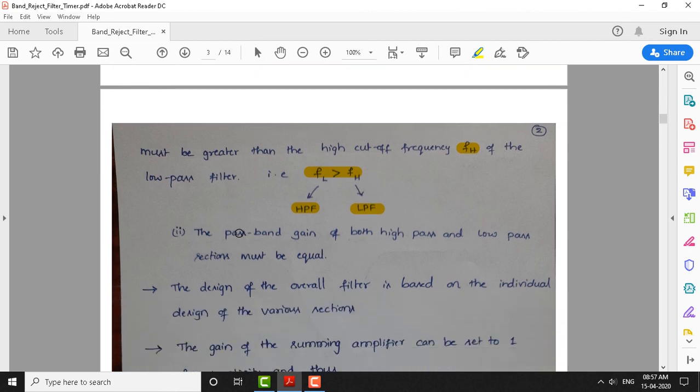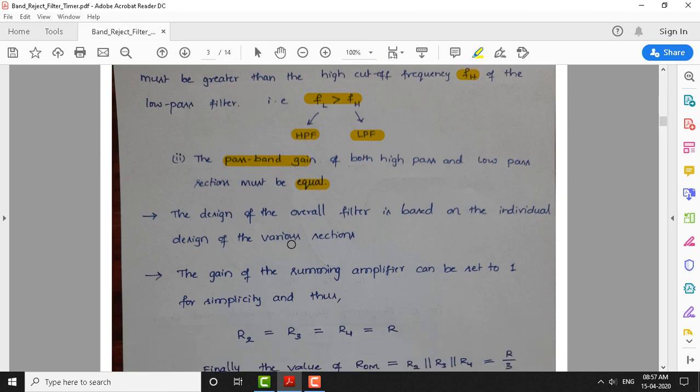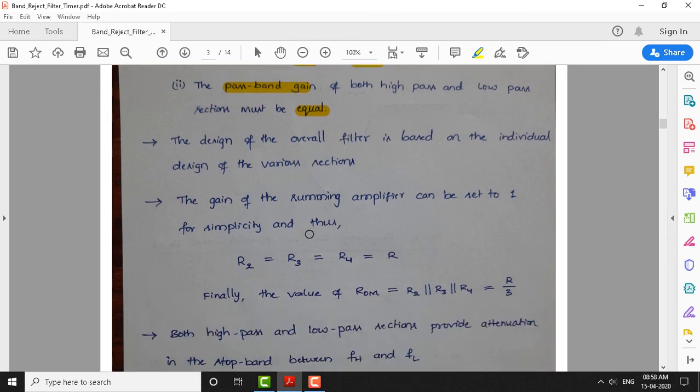The second condition is that the pass band gain of both the high pass and low pass sections must be equal. We cannot have unequal pass band gains. Therefore, the pass band gains of both the high pass and low pass filter must be equal. The design of the overall filter is based on the individual design of the various sections. That means the wide band reject filter design is based on the low pass filter design and the high pass filter design.